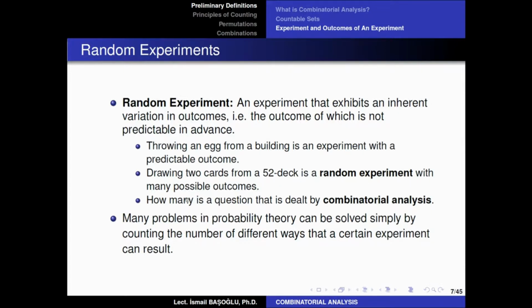Now, how many different possible outcomes do we have in this experiment? This is the question which is dealt by combinatorial analysis, the mathematical discipline of counting. So many problems in probability theory can be solved simply by counting the number of different ways that a certain experiment can result. So many probability questions are usually defined over random experiments. And in these random experiments, first we need to define the set of possible outcomes, and we need to be able to count the number of possible outcomes in these sets.